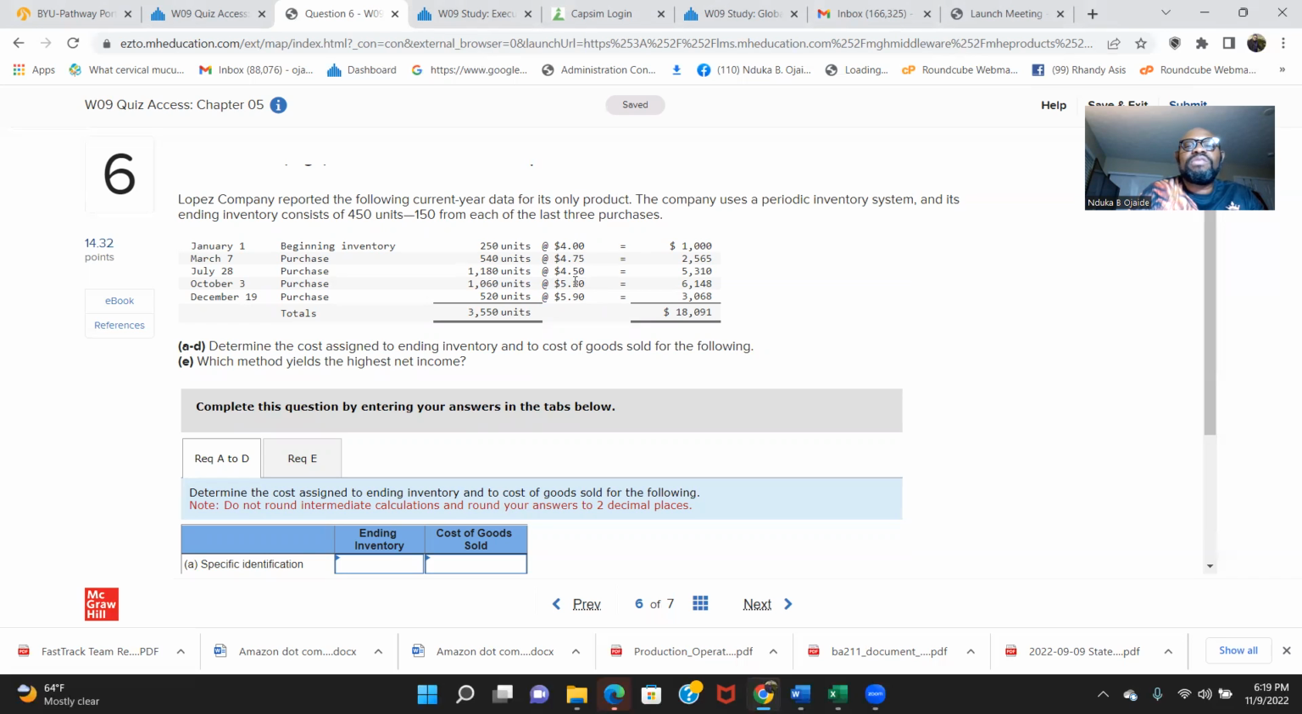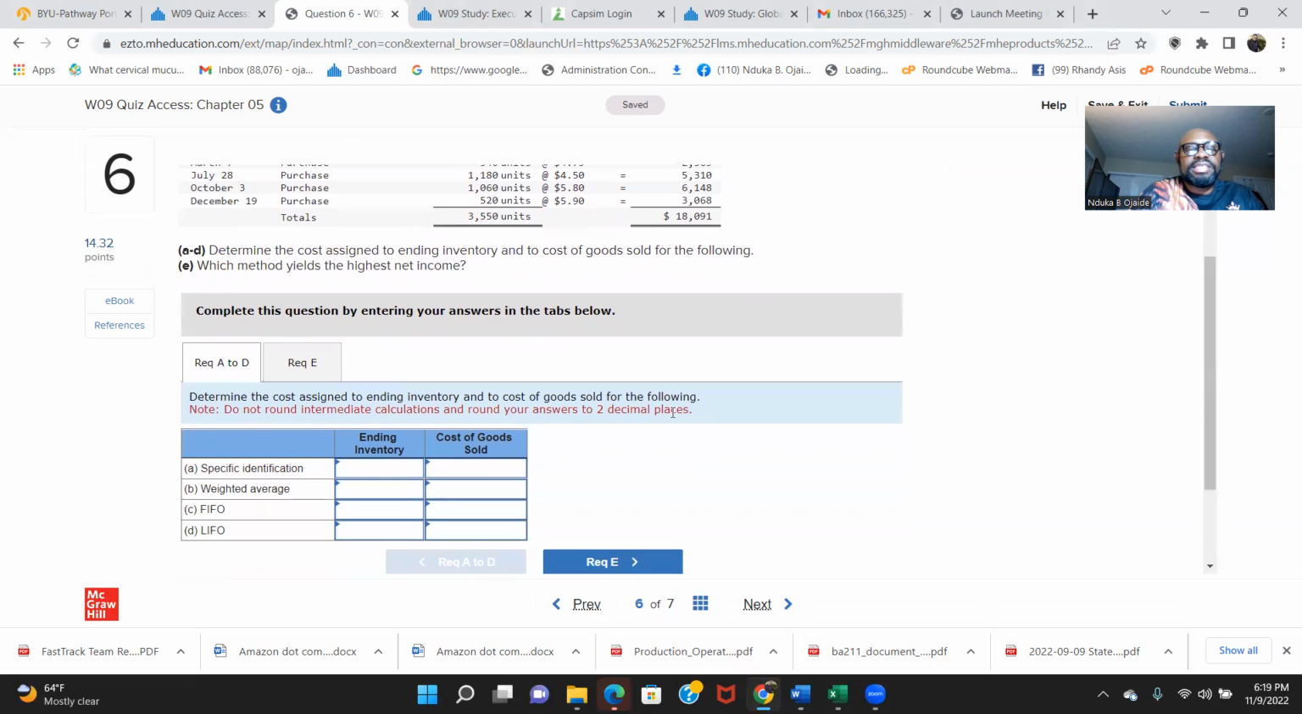675. So if you add all of that together, the total you get, when I do the calculation, is 2,430. That's what you get here. And then if you minus this from this, all that you're going to get is 15,661. That's what you're going to get.